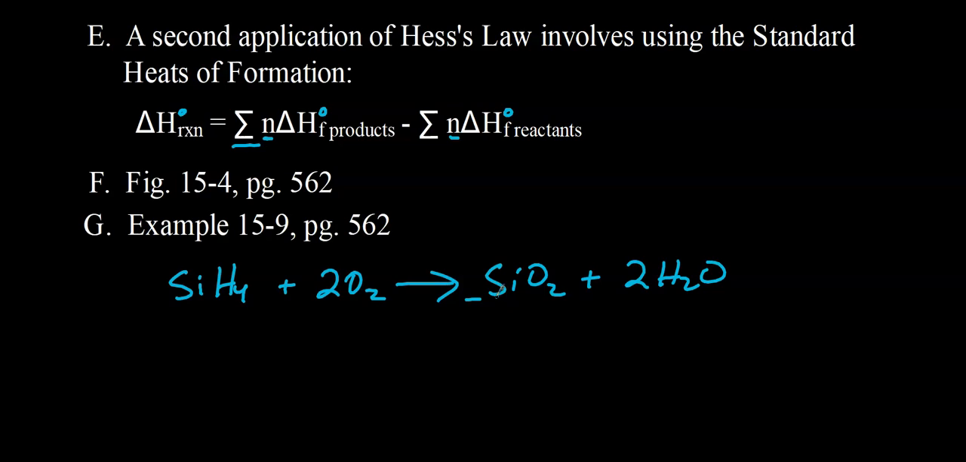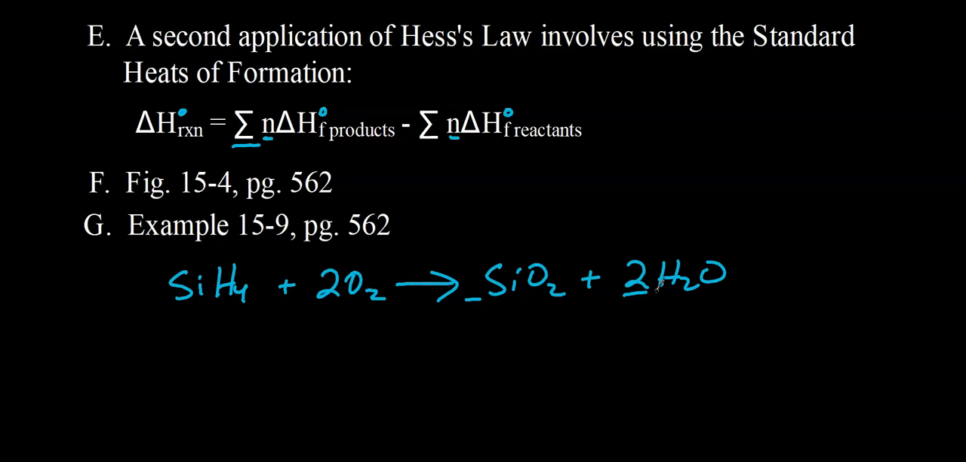Now be careful. There are 2 heats of formation of water in the back of the book, one for liquid water and one for gaseous water. So in this reaction, the water is a liquid, so make sure you use that value. Notice though that in this reaction, 2 moles of water is produced. And so we're going to take the heat of formation of water from the back of the book and multiply it by 2. So negative 285.8 kilojoules times 2. So add those 2 together. Minus heat of formation of SiH4, which happens to be 34.3 kilojoules.